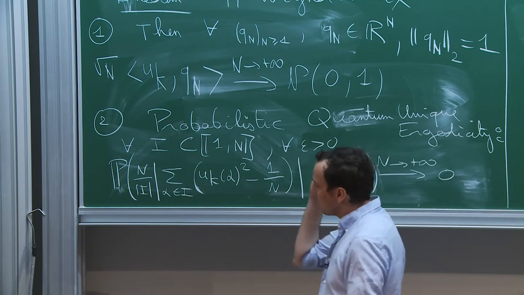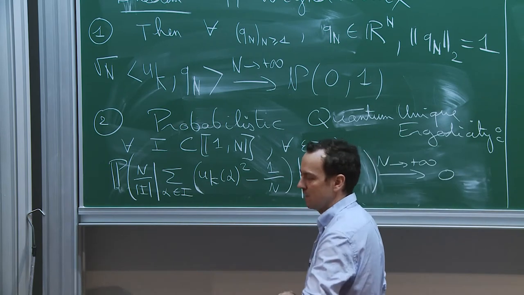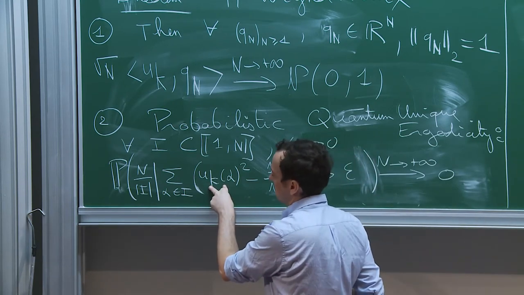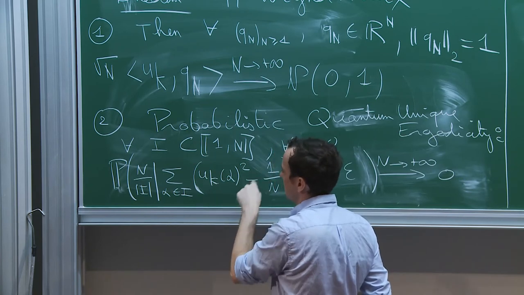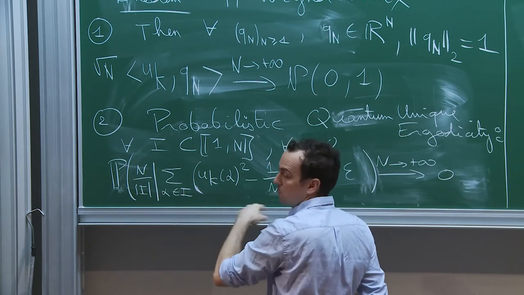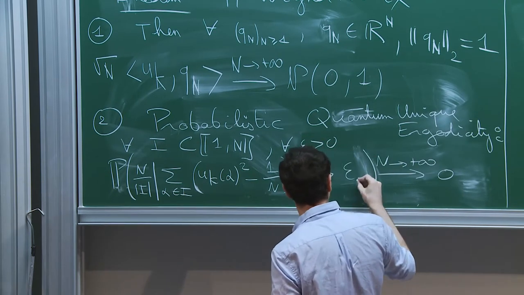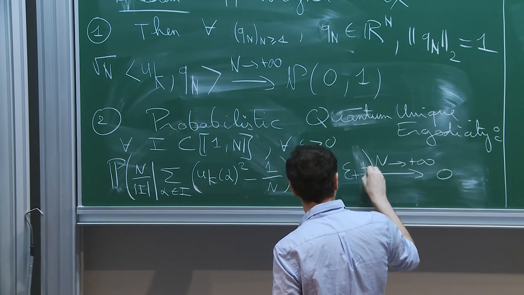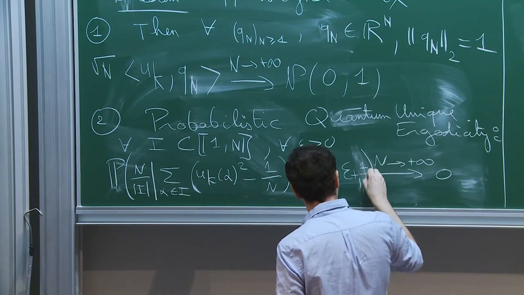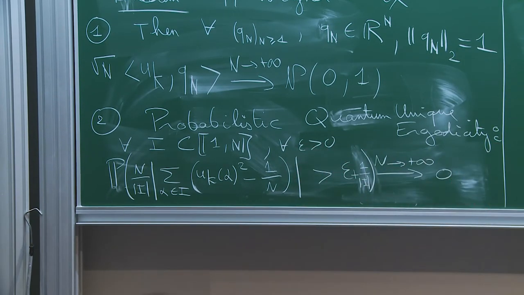Now, if I is just one coordinate, this is a random variable divided by n. I multiply by n, so it's just a random variable altogether. So there is no chance it's true. So I need to add just 1 over the cardinality of I. Okay, but now it's correct.